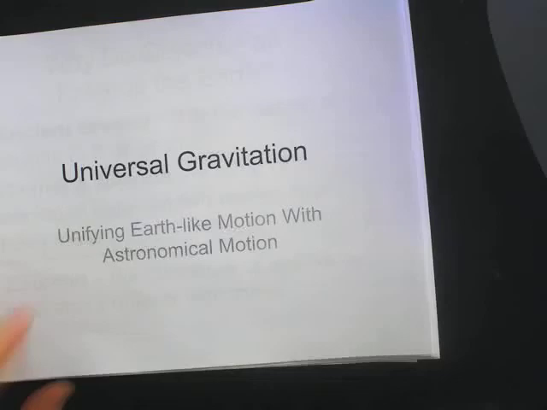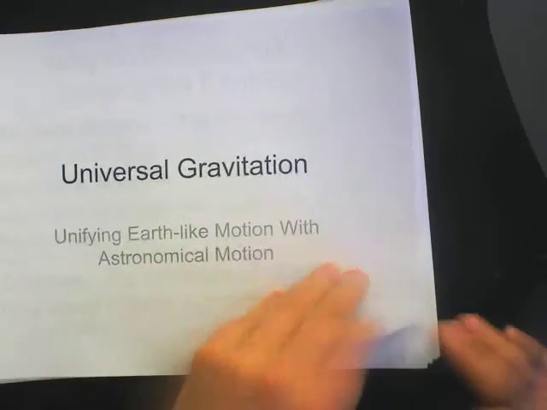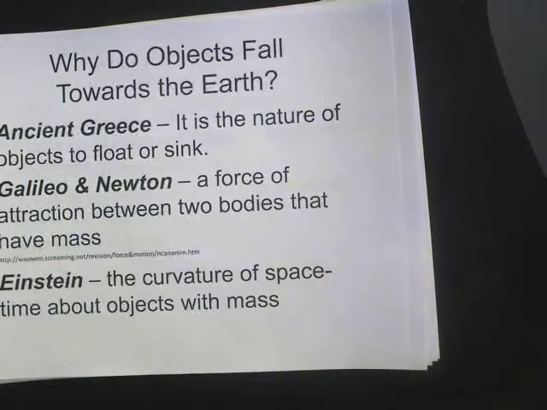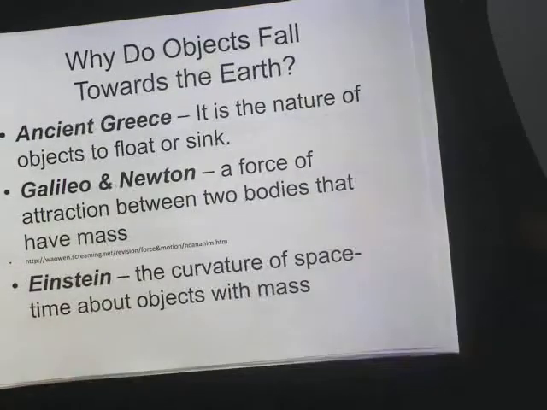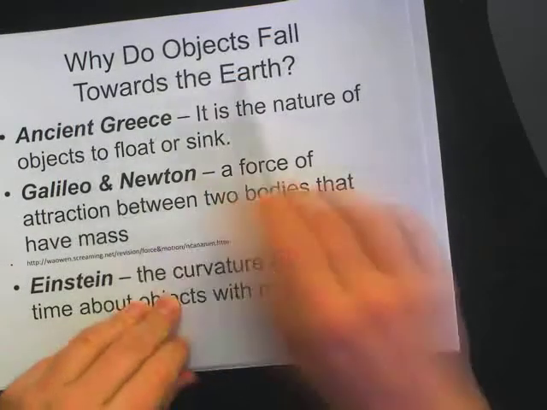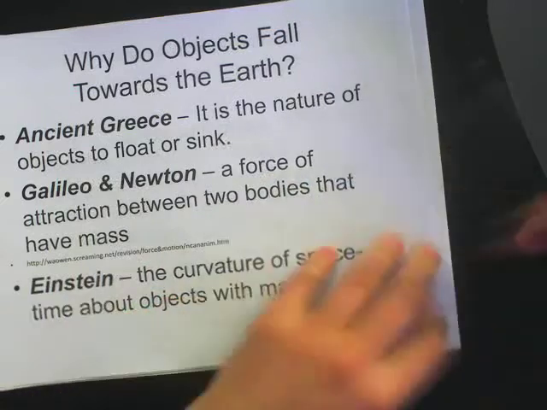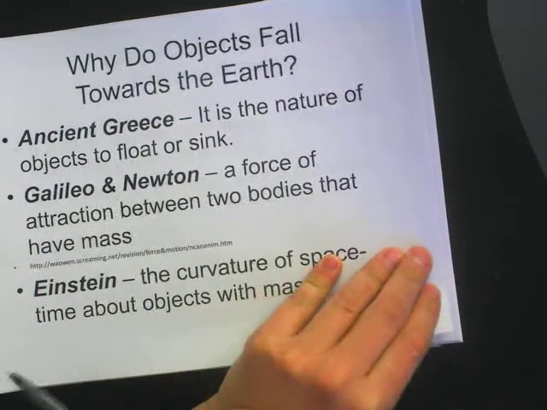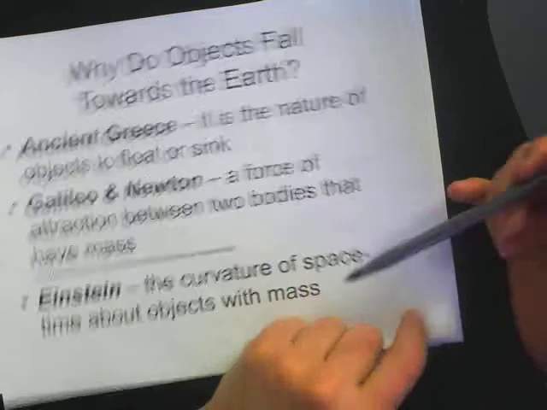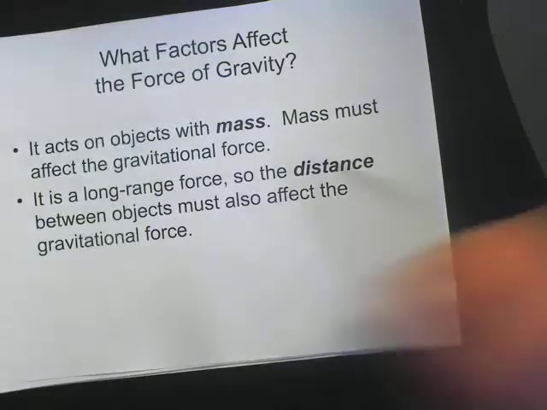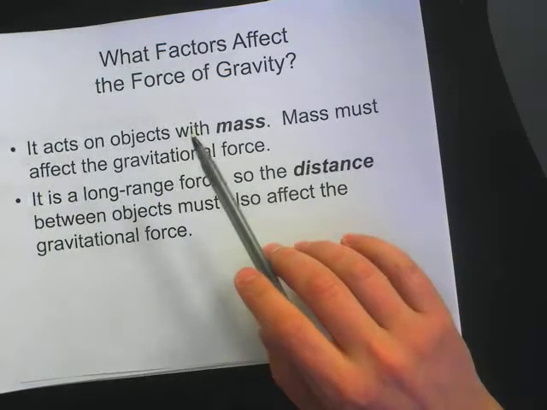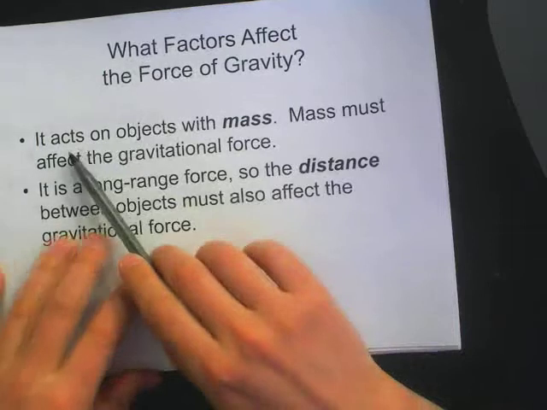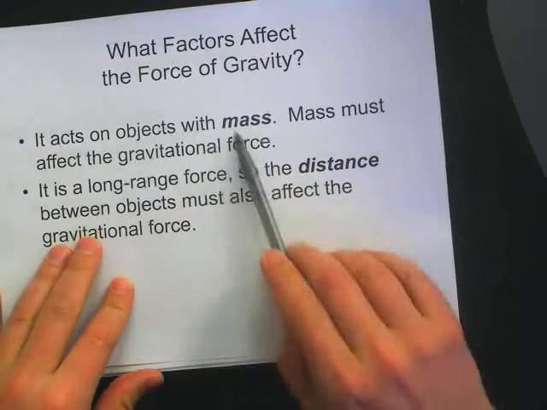Okay, now we need to talk about the law of universal gravitation. So, why do objects fall? Ancient Greece said it was in the nature of them to float or sink. Galileo said it was a force of attraction. Einstein said it was the curvature of space-time. Whatever. The important thing that we know is that gravity affects all objects with mass.